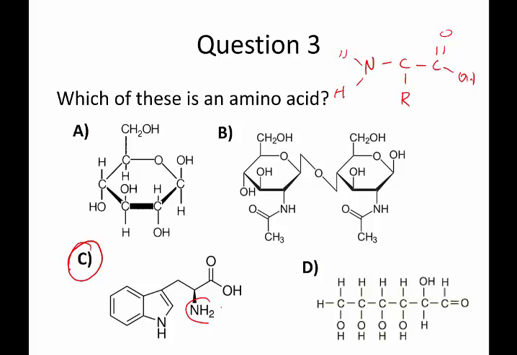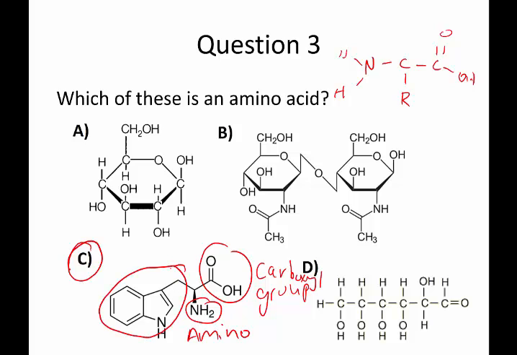So here again you have the amino group, you have the carboxylic acid right here, the carboxyl group, and then you have the R group right here. So again, C is an amino acid.